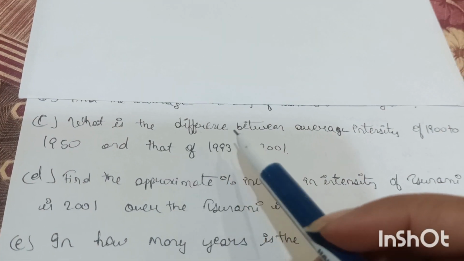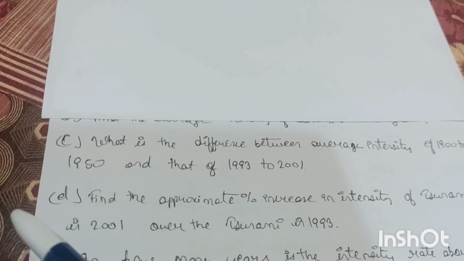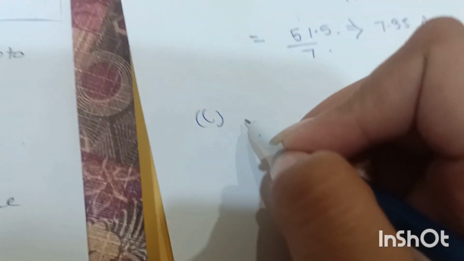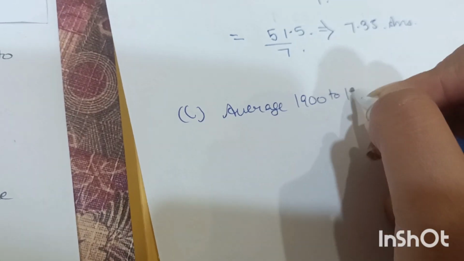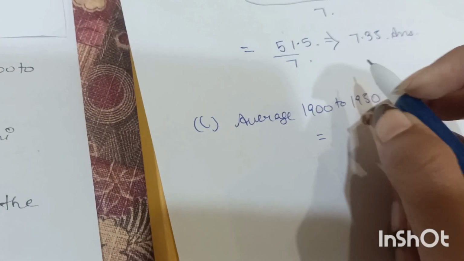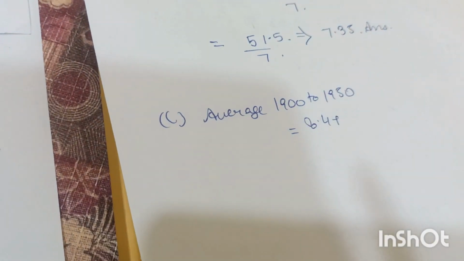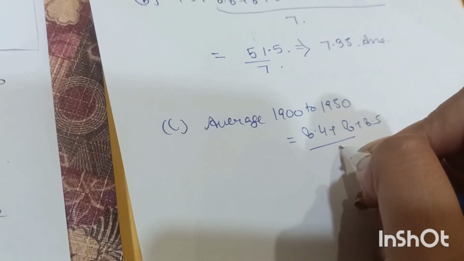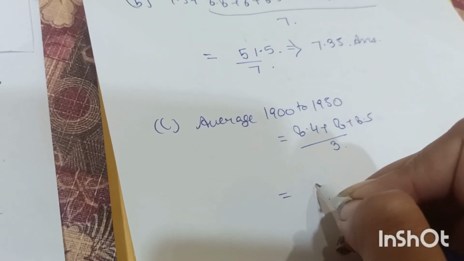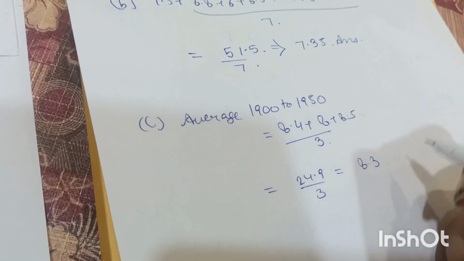Now for this we have to find the difference between the average for 1900 to 1950 and 1993 to 2001. So let's find the average from 1900 to 1950. This will be 8.4 plus 8 plus 8.5 upon 3. So the value will be 24.9 upon 3. So it will come 8.3.